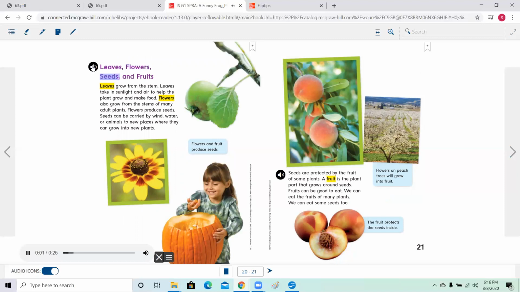Leaves, flowers, seeds, and fruits. Leaves grow from the stem. Leaves take in sunlight and air to help the plant grow and make food. Flowers also grow from the stems of many adult plants. Flowers produce seeds. Seeds can be carried by wind, water, or animals to new places where they can grow into new plants. Flowers and fruit produce seeds.